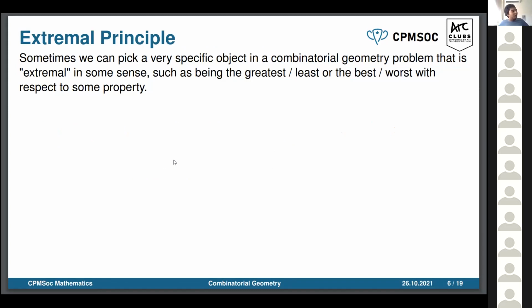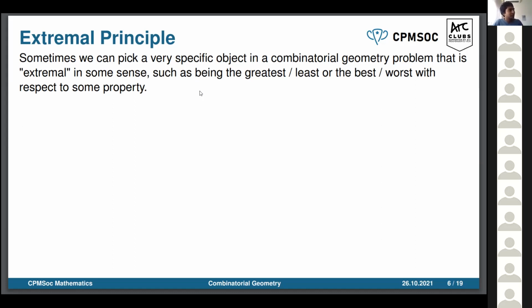Okay, so now we're having a look at the extremal principle. This is not exclusive to combinatorial geometry. This is used in quite a lot of areas. So often if you have a lot of objects, you can try to find something that's extreme in some sense, such as being the greatest or the least at some property, or the best or the worst.